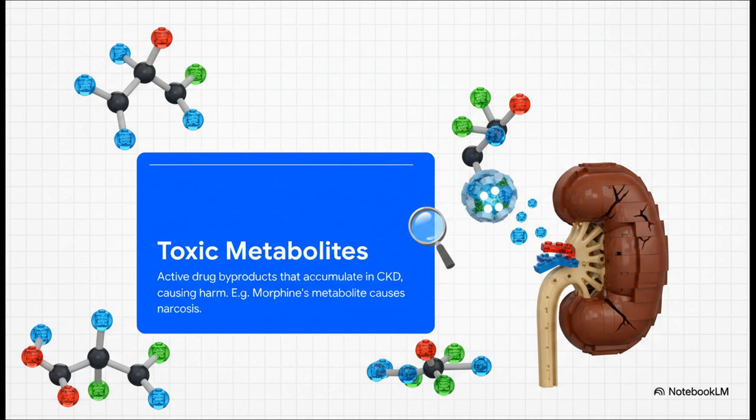And this brings us to the next huge problem, elimination. When the body breaks down a drug like morphine, it creates these byproducts called metabolites. Now here's the scary part. One of morphine's metabolites is actually more potent than morphine itself. With healthy kidneys, this gets cleared out, no problem. But in Mr. Tan, with his GFR of 25, it just builds up and up, leading to deep sedation and even stopping his breathing. A normal dose becomes a dangerous overdose.